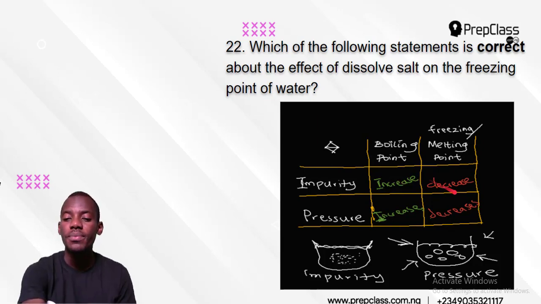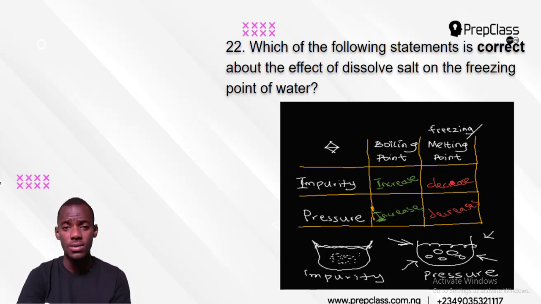But if you put impurity like salt in water, it will lower the melting point. That means the melting point of the water will go down, and it will take time for the water to melt. Like if you have ice that has salt to dissolve, it will take a longer time. It will lower the melting point beyond normal.